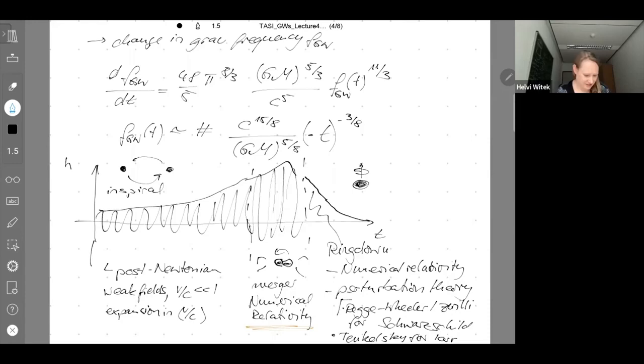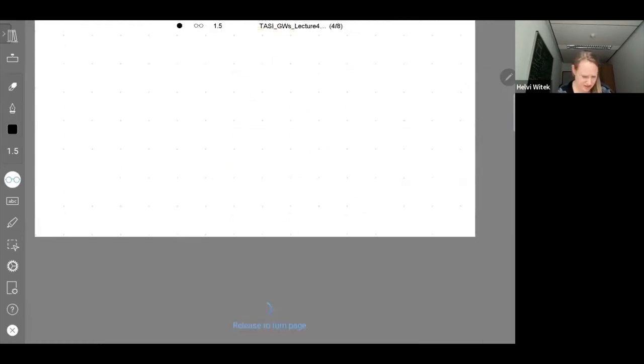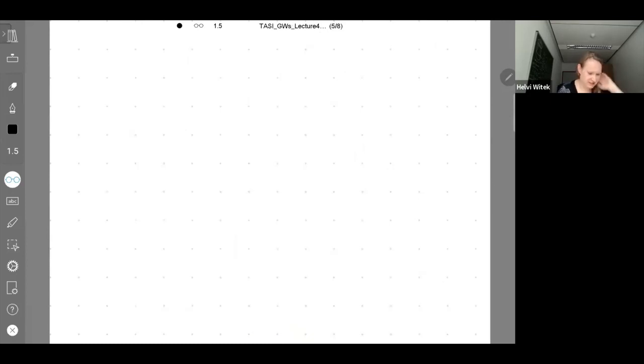Good. So with that, let's just go to the next slide here. And very briefly, I think I've never given a numerical relativity overview that short. So this is kind of an experiment for me as well.